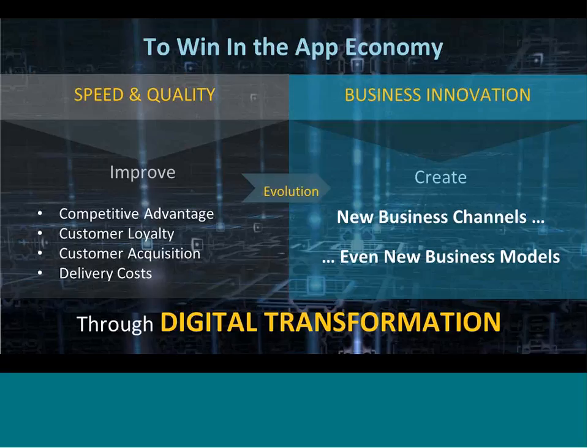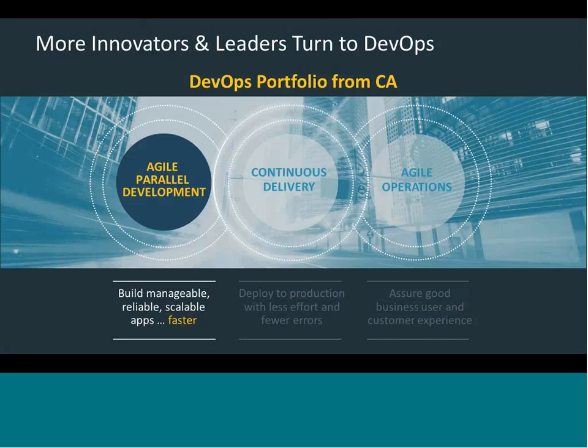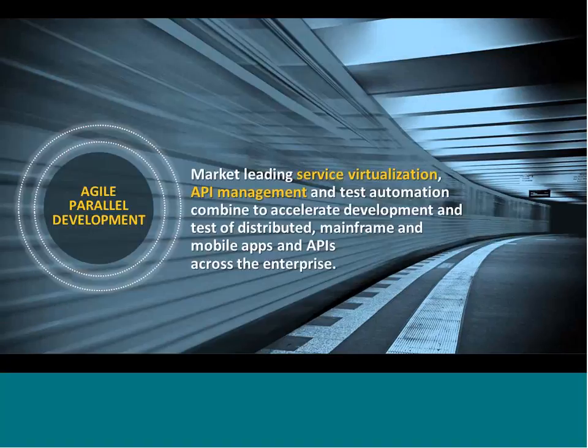This evolution is now expected of business innovation, your ability to quickly create new business channels or even new business models, as we discussed earlier for Uber or Airbnb as a couple of examples. So we'll be talking about our DevOps portfolio, in this agile parallel development area that we've seen in our trifecta for development, our DevOps portfolio around CA. It's really around building and managing reliable and scalable apps faster with better quality to the marketplace. These market-leading solutions in their respective quadrants and waves, service virtualization and API management, are what we're going to be talking about, along with a few use cases and how they best play together.